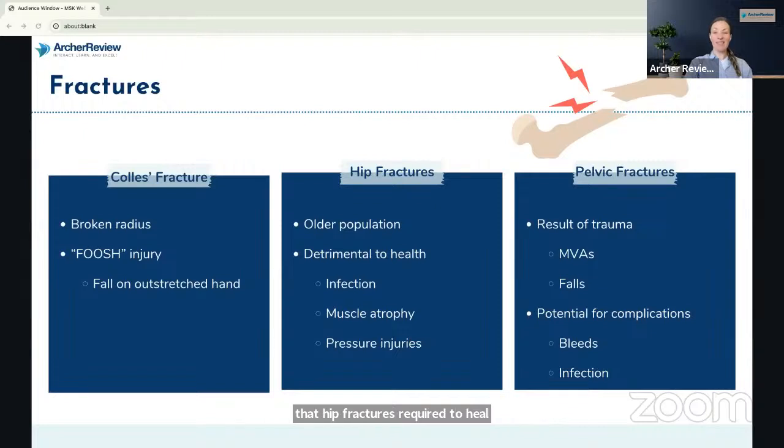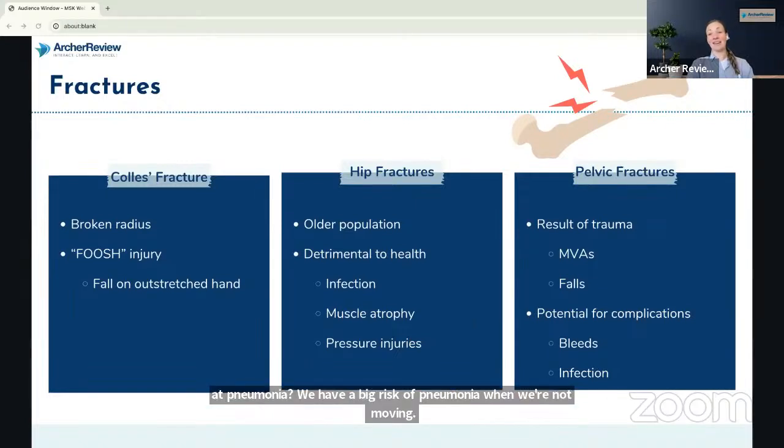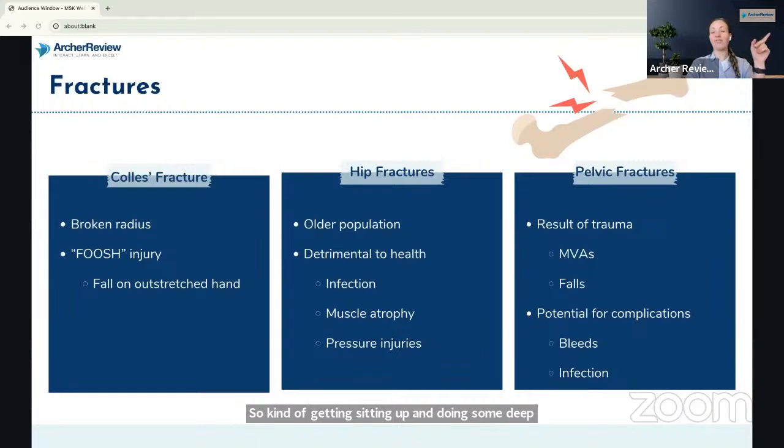So we have these people in bed, and what really happens is pneumonia. We have a big risk of pneumonia when we're not moving. Sitting up and doing some deep breaths can help, but we're always on the lookout for pneumonia as a possible complication of a hip fracture. But then we think of muscle atrophy. When we are not moving our muscles, we atrophy so fast. It's crazy how long it takes to build back that muscle mass, but how fast we can lose it.